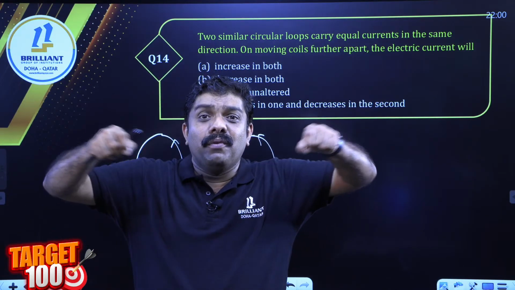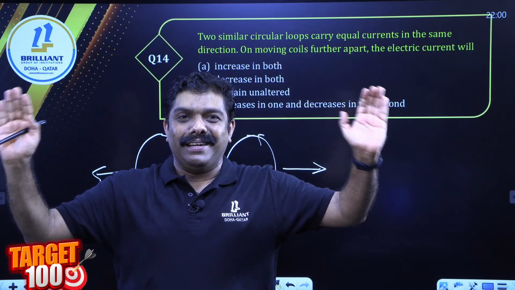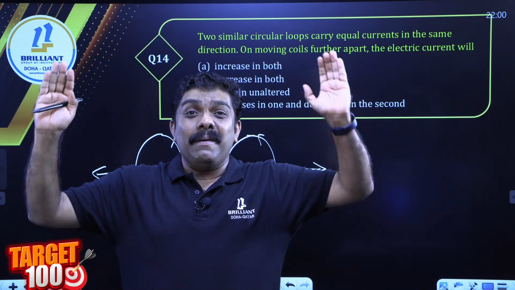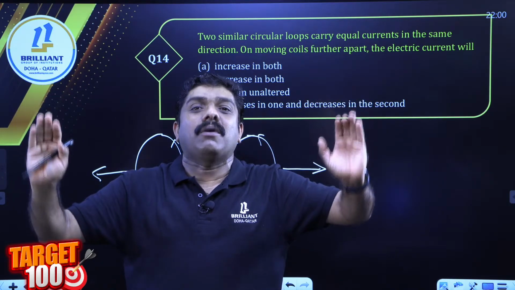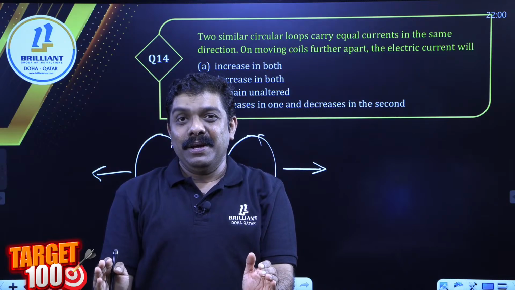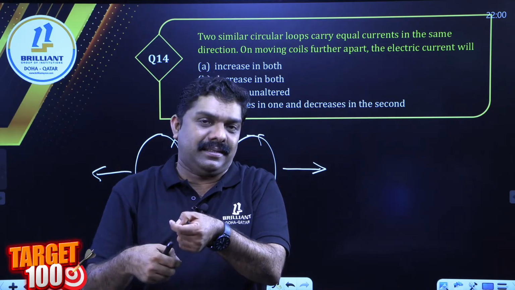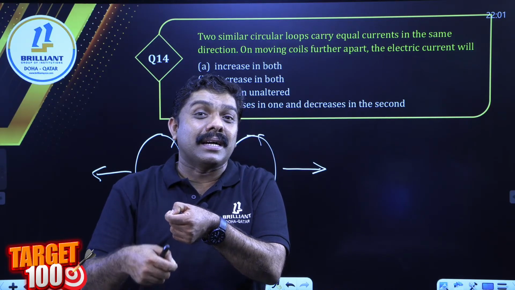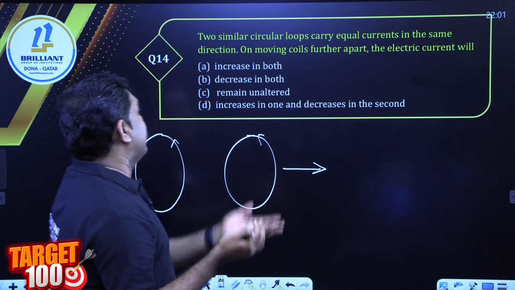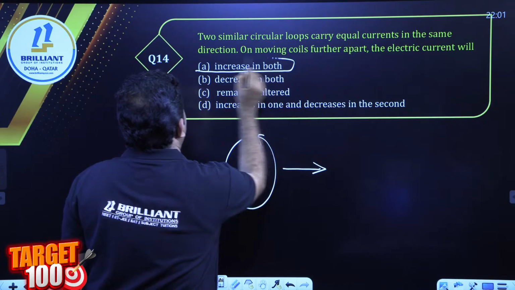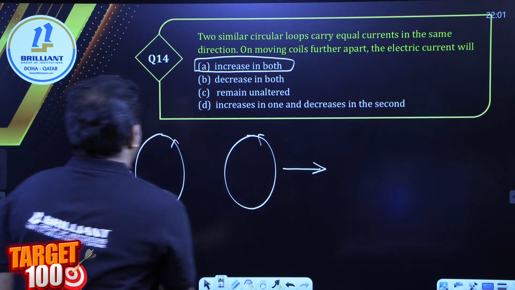So when these two coils are moving apart, we can say the flux linked with the coil decreases. But the induced EMF opposes that decrease in flux. So the induced current will be in such a manner that it will increase the current in the circuit. So the right option is A, increases in both. Option A is the right one.